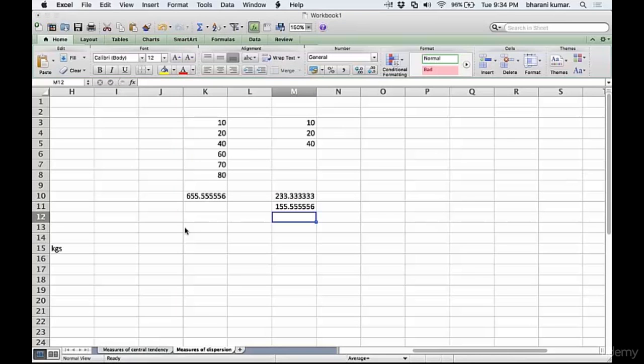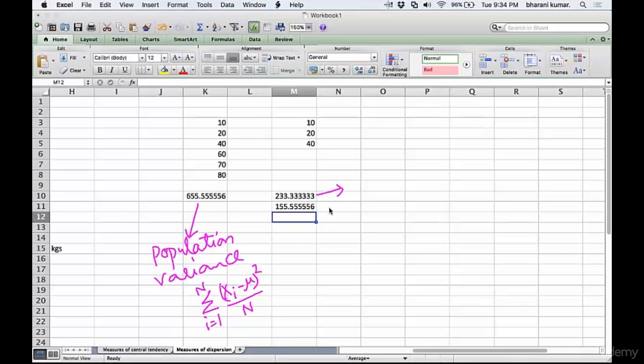So this is your population variance, and the formula is summation of i equal to 1 until n, xi minus mu whole square divided by n. This value is your sample variance. I'll come to the formula of that. This is your population variance once again.